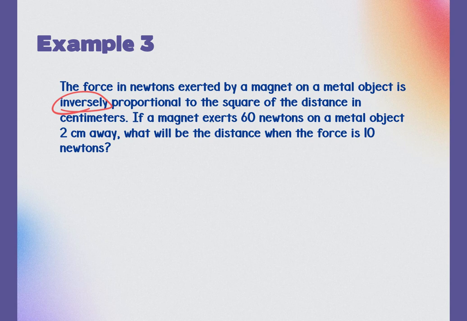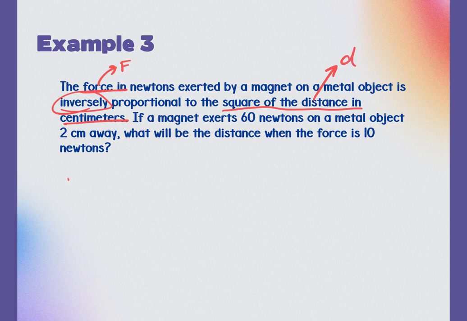Inversely obviously determines what kind of equation we set up. That will either be directly or inversely. So this means the force, which is this first variable, I don't care what you make it, but usually force is F, exerted by a magnet on a metal object is inversely proportional to the square of the distance in centimeters. So the distance could be my second variable, that could be d.